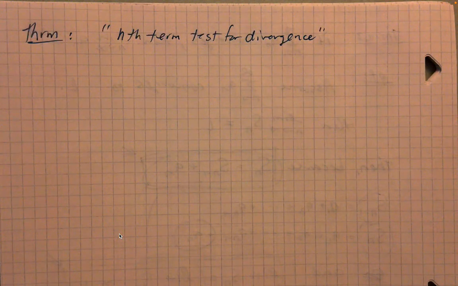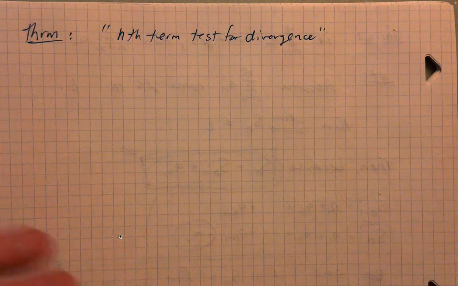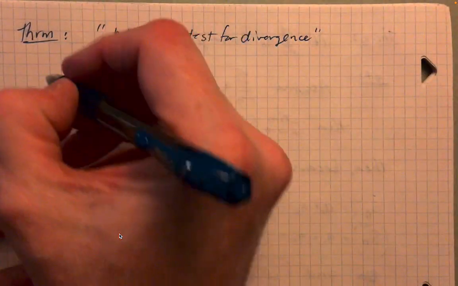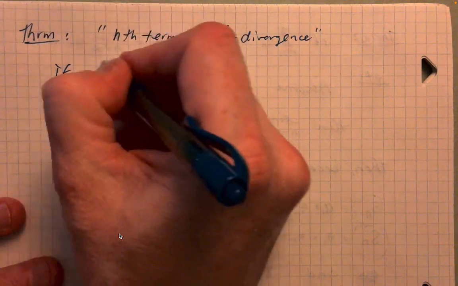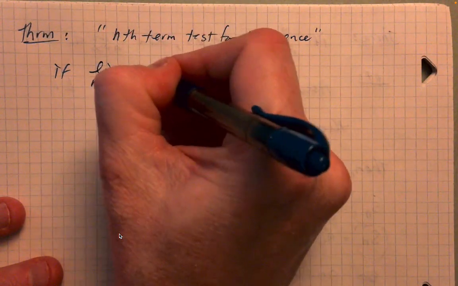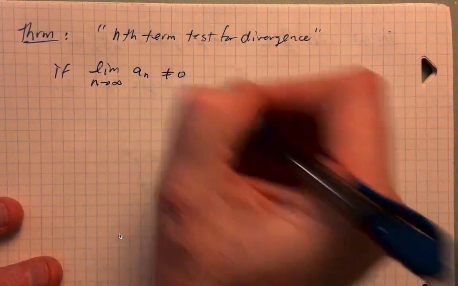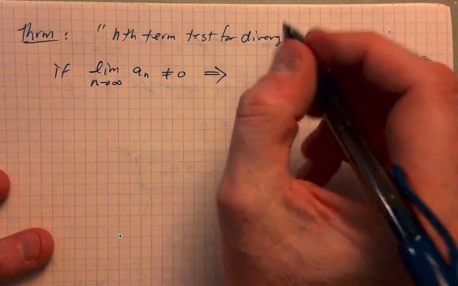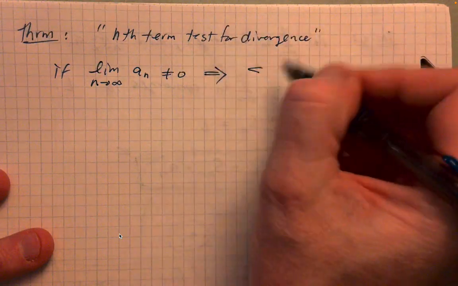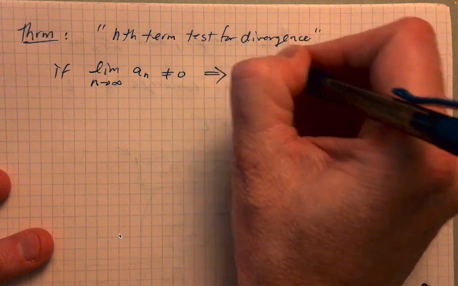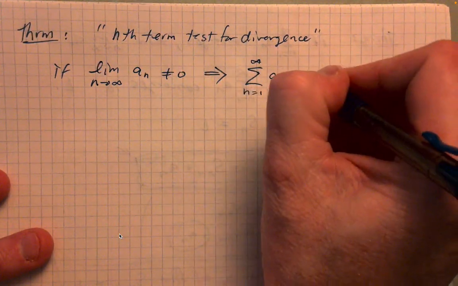Nth term test for divergence. This is kind of the flip side of what we just talked about. It says that if the limit as n goes to infinity of a of n is not equal to 0, then this is basically the contrapositive of the previous theorem, so that's going to imply that the series n equals 1 to infinity of a of n diverges.